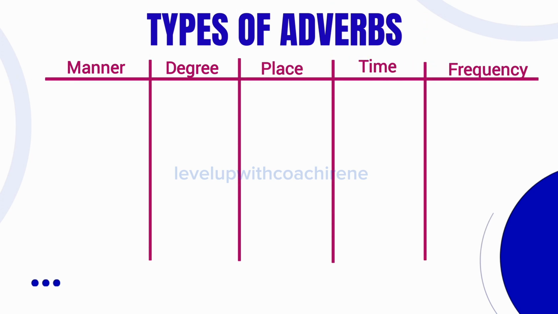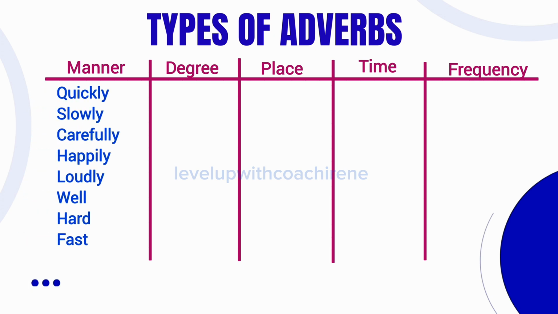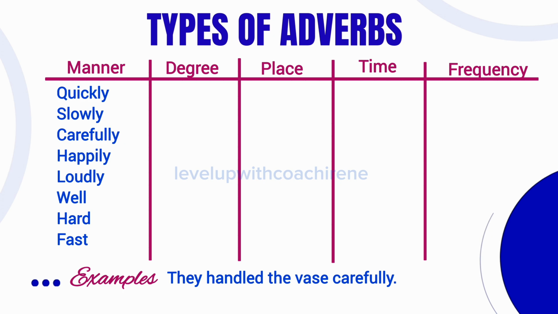Adverbs of manner describe how an action is performed and modify verbs. They often end in ly. However, there are exceptions to this. They include quickly, slowly, carefully, happily, loudly, well, hard, fast. Examples: they handled the vase carefully. The child played happily. The adverbs in these sentences provide more detail about the way the actions were done.